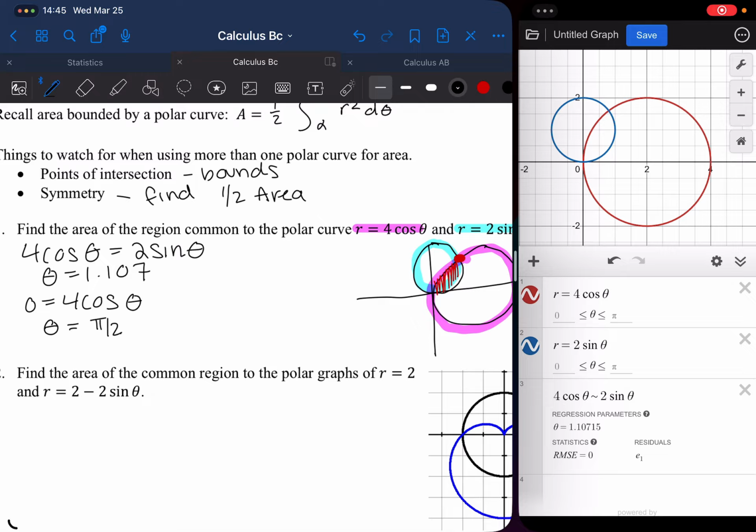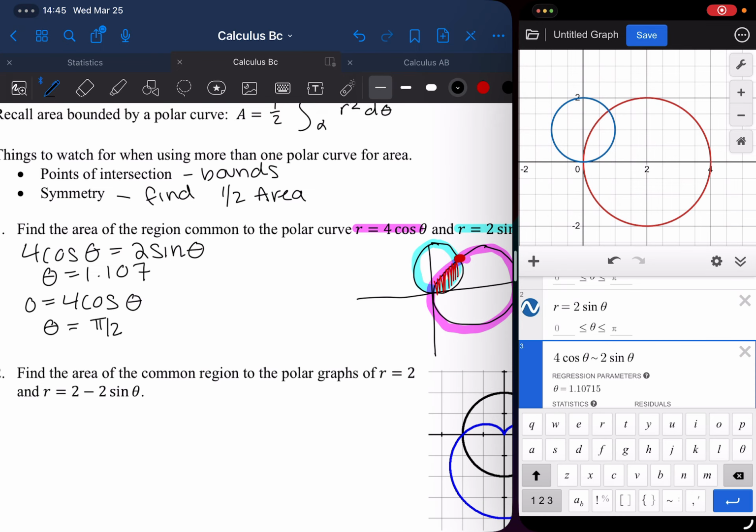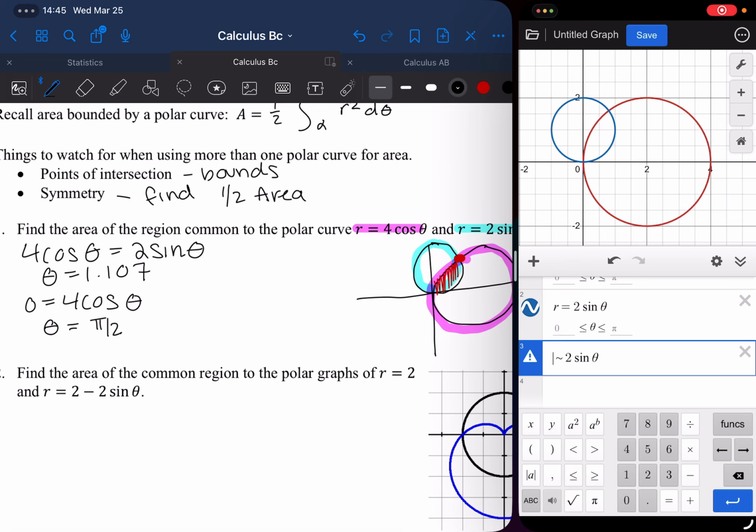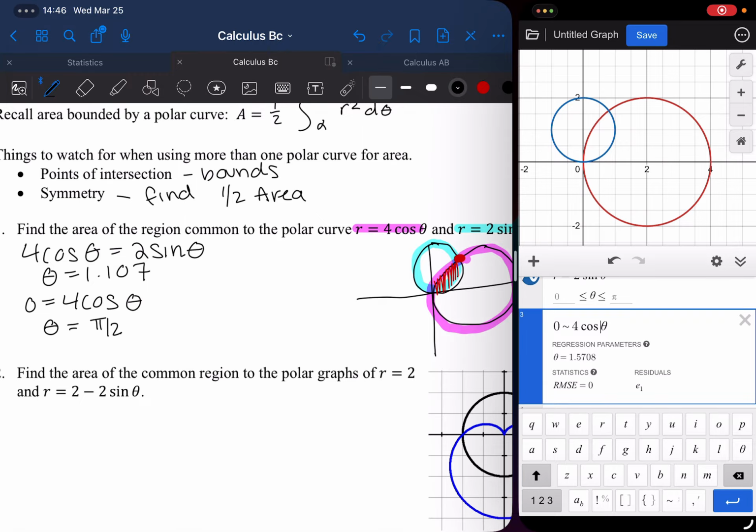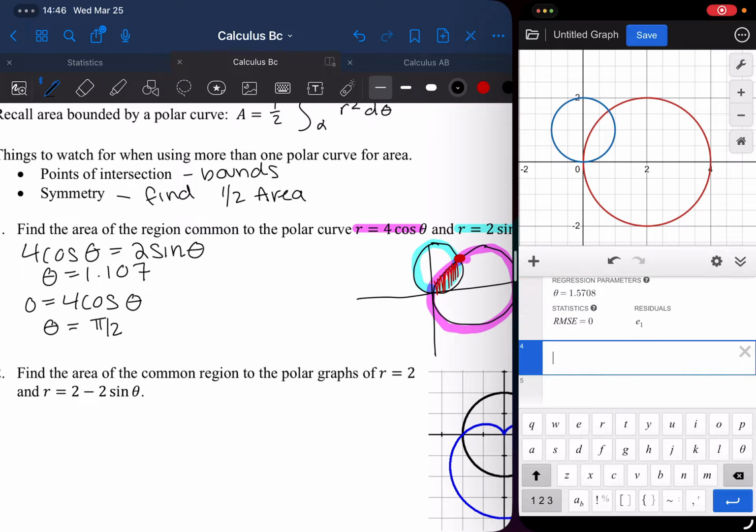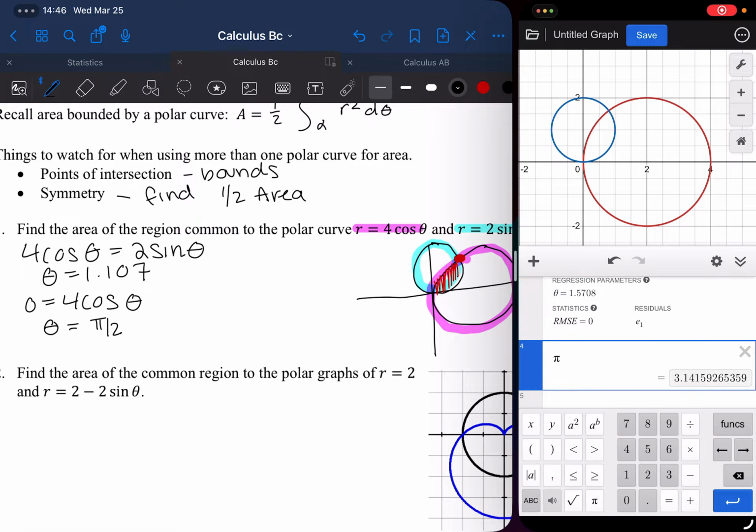When you do this on Desmos, it's not going to put it in terms of pi. So I know it's pi halves because it gave me like 1.5 something, and if you want to compare it, let me just show you real quick. So 0 is equal to 4 cosine theta. See here it gives you that 1.5708. On the next line, if I put pi divided by 2, it's the same thing. So just know it might give you the decimal, which is fine. You can use the decimal instead of it being in terms of pi.